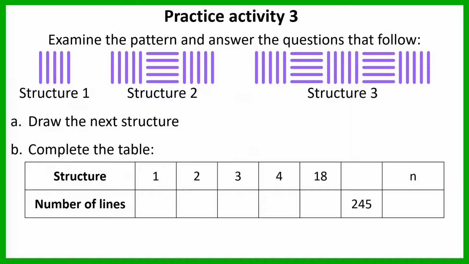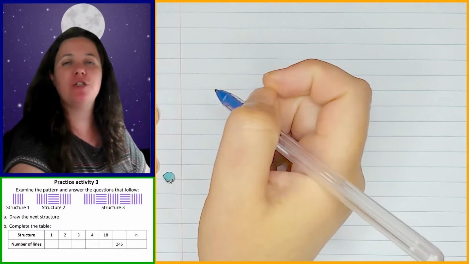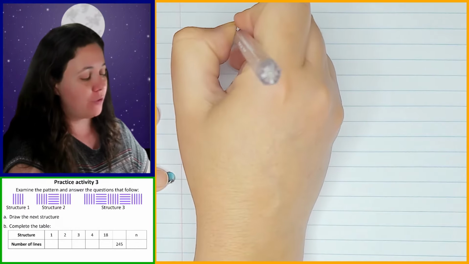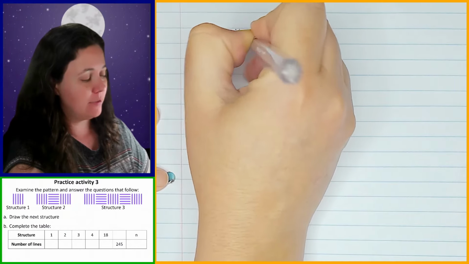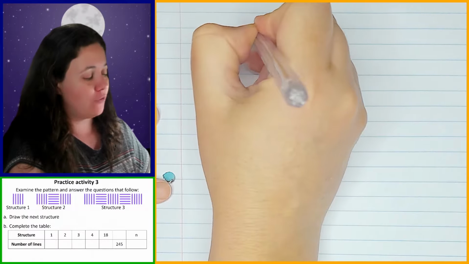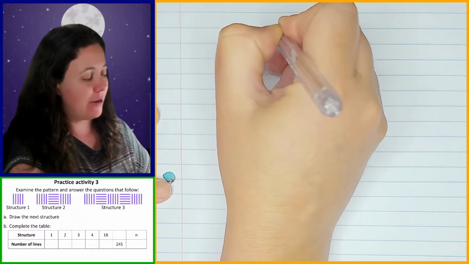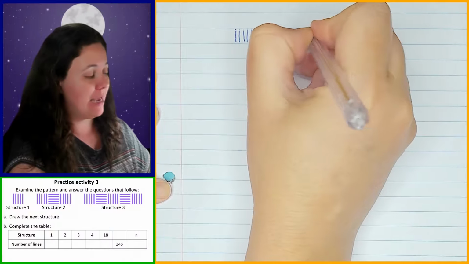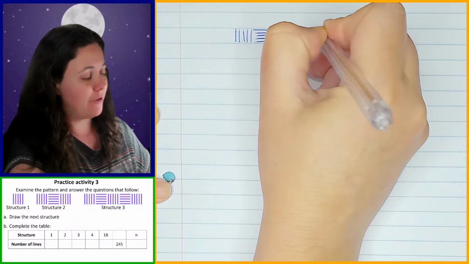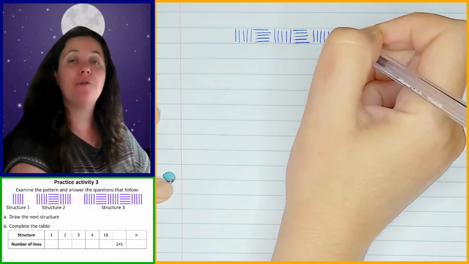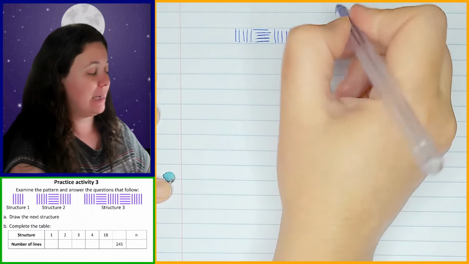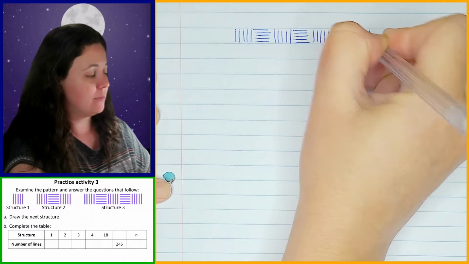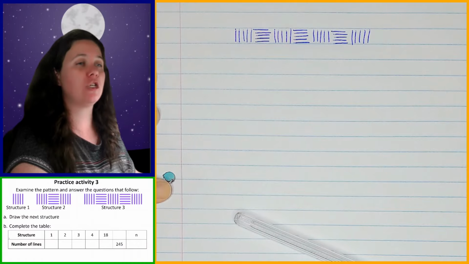Okay, so let's go through that example. The first thing we need to do is draw what the next structure looks like. The first structure started off with 5 vertical lines. Then for the next structure, they added on 5 horizontal lines and 5 more vertical lines. Then for the third structure, they did the same thing, adding on 5 horizontal lines and 5 vertical lines. And then for the fourth structure, we're going to have to do the same thing again, adding on 5 horizontal lines and 5 vertical lines. So that is what your structure should look like.